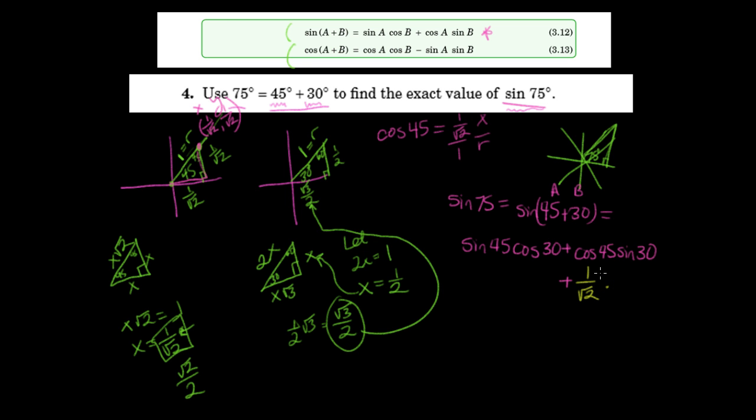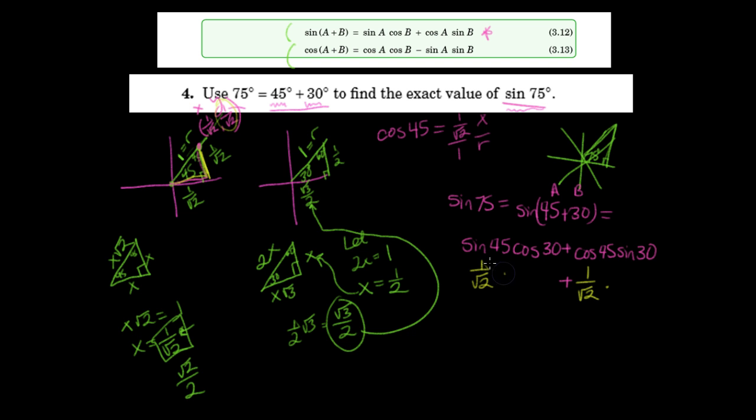Times the sine of 30. I'm jumping around, let's stick with cosine here. So I also need to know the sine of 45, so this triangle here. The sine of 45 deals with the y value going up. Sine of 45 is right here over 1, so that is just 1 over the square root of 2.